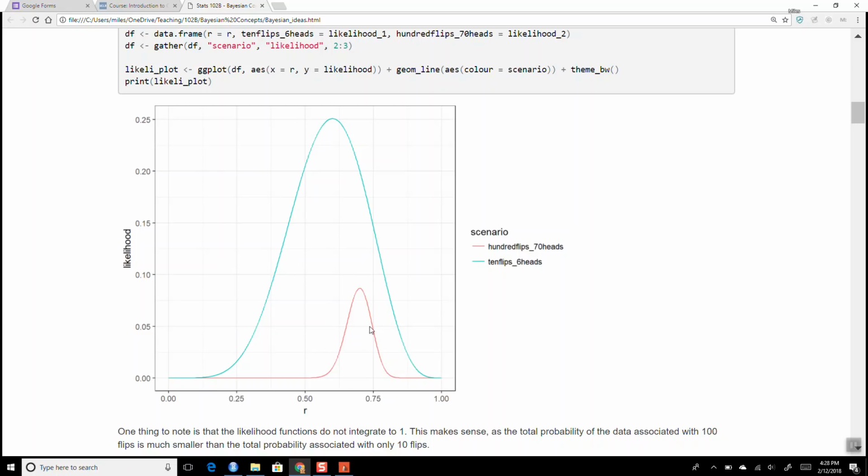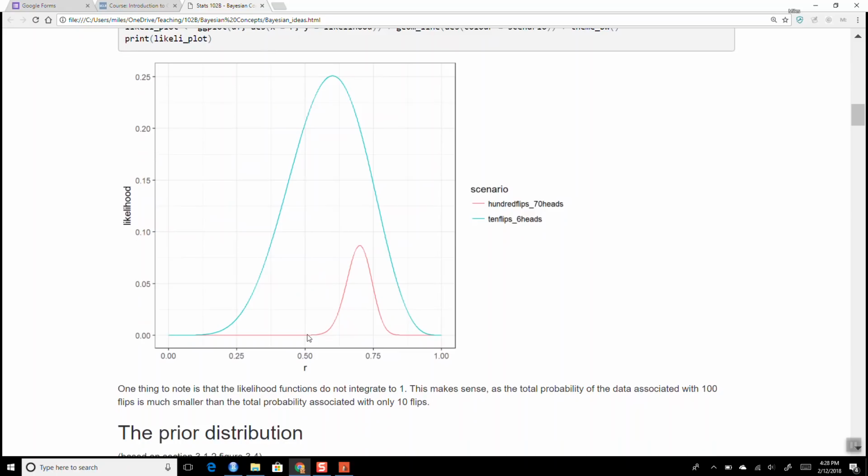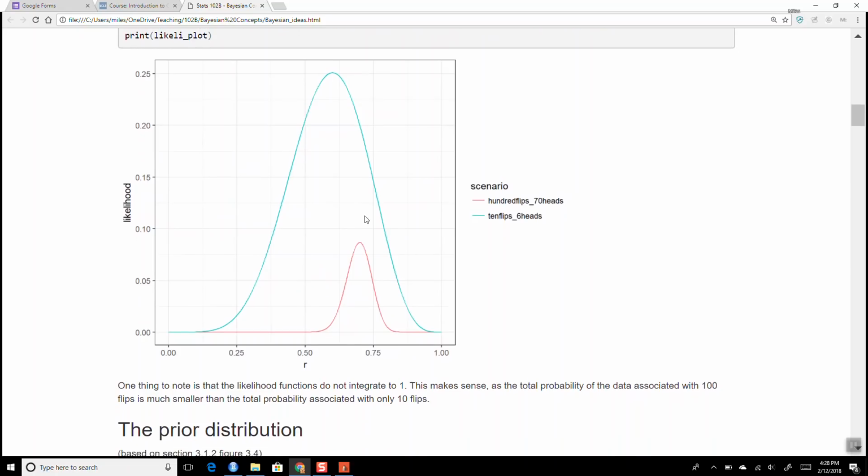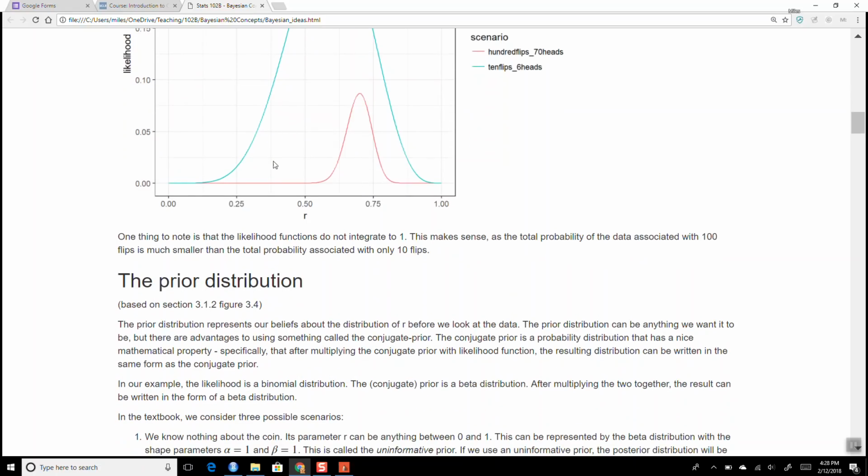getting exactly 70 heads out of 100 is just less likely of a scenario, even if you had a biased coin, than it is to get 6 heads out of 10. Okay, and so our likelihood functions do not integrate to 1. Later on, when I illustrate these, because the likelihood functions will be so small sometimes, I'm going to normalize them and make them integrate to 1. I'm going to just multiply them by a constant to make them integrate to 1. But effectively, they don't have to.